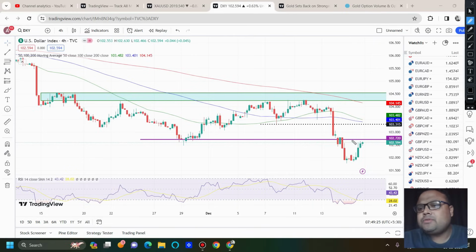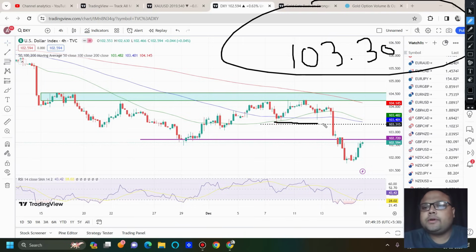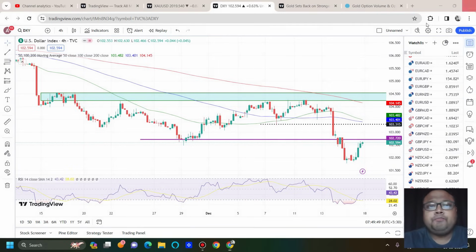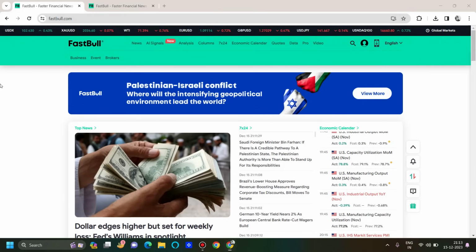And in case DXY breaks the 102.60-70 level and continues the upside, the next resistance on DXY will be around 103.30. So let's wait and watch. At around 103.30, we can expect that DXY will face some serious selling pressure. So let's wait and watch. Market opening will be very important for the US dollar index.